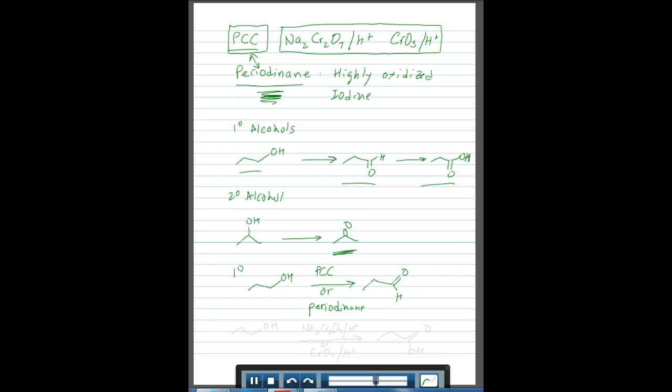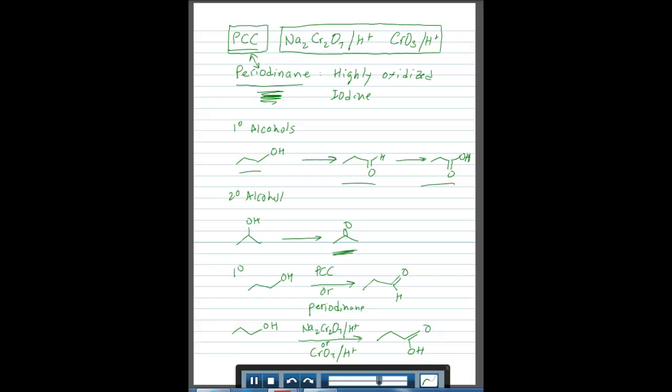Let's say you have the same alcohol and you want to go to the carboxylic acid. You don't want to stop at the aldehyde. You want to synthesize the carboxylic acid. Well, this is where you use the chromium salts. So you either use the sodium dichromate in acid, or you can use CrO3 in acid. Actually it's chromium 6, but it's CrO3 in acid. So that is a very strong oxidizing agent that can completely oxidize it to the carboxylic acid. It does not stop at the aldehyde. It goes completely to the carboxylic acid.